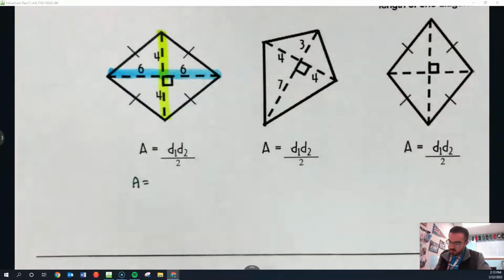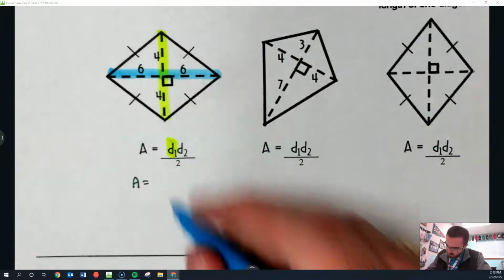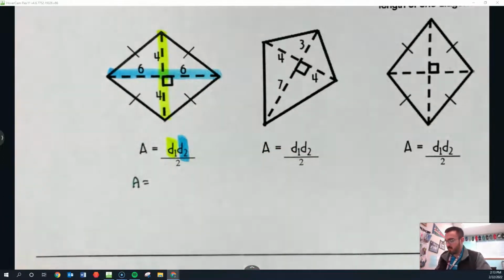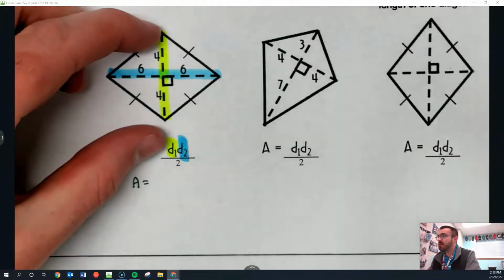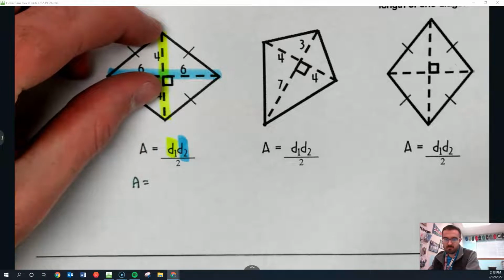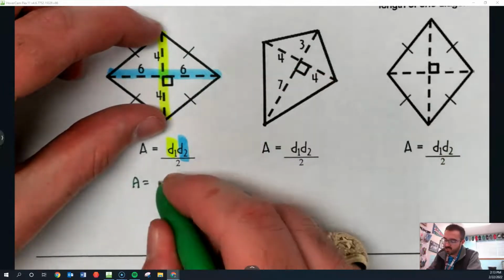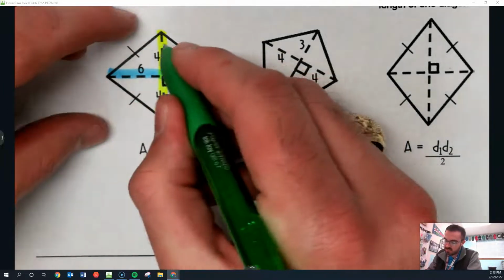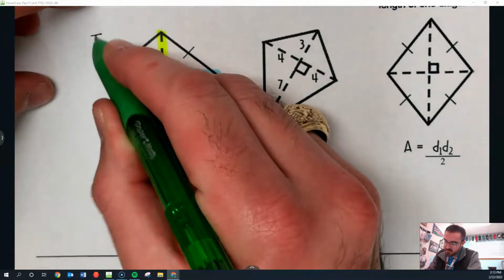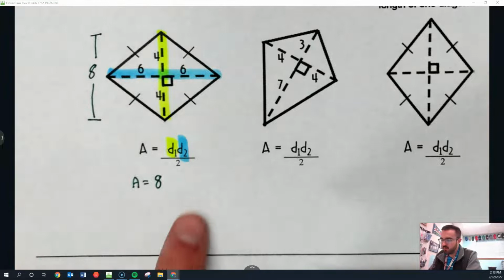Okay, so let's figure out what d1 is going to be. Let's figure out what d2 is going to be. All right, take a look at d1. The entire yellow line is not just 4. If I were to write 4 there, that would be incorrect. It's not just 4, it's 4 plus this 4, which is 8. So the entire distance right here is 8. Right? Okay, what about the blue?